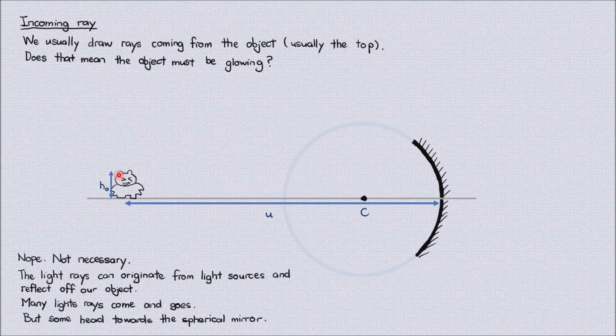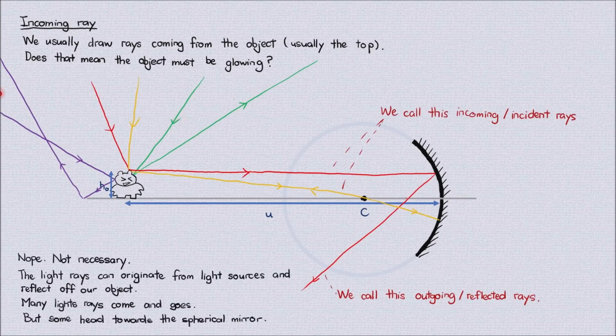Right here, you can have light rays actually reflecting off the teddy bear, just like this. You can have light rays coming from other sources, let's say your light bulb, and you get reflected off to other directions.